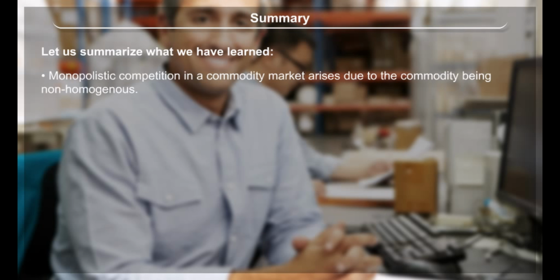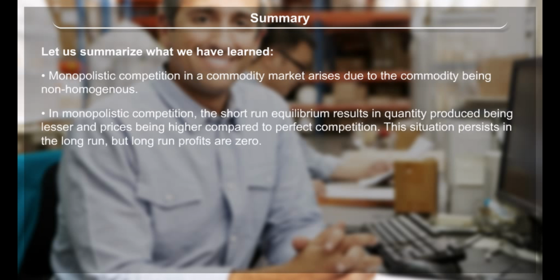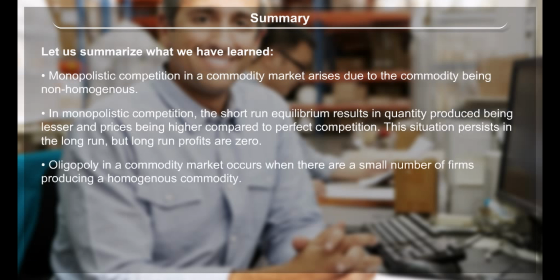Monopolistic competition in a commodity market arises due to the commodity being non-homogeneous. In monopolistic competition, the short-run equilibrium results in quantity produced being lesser and prices being higher compared to perfect competition. This situation persists in the long run, but long-run profits are zero. Oligopoly in a commodity market occurs when there are a small number of firms producing a homogeneous commodity.